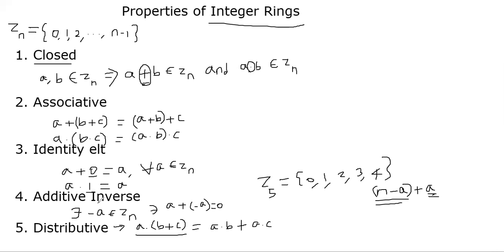Additive inverse means for any element a, there must exist a minus a such that a plus minus a is 0. I've shown you how to compute the additive inverse. And it must also satisfy the distributive property: a times (b plus c) is the same as a times b plus a times c. All right. Such a set is called an integer ring, and I formalized it for you on this slide.